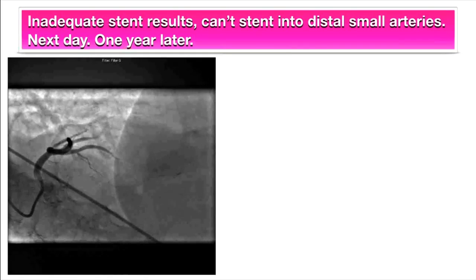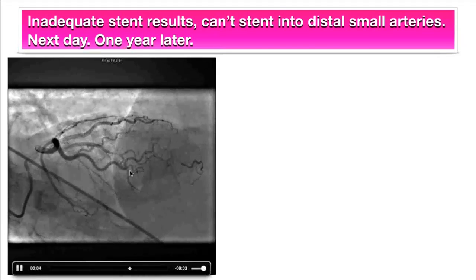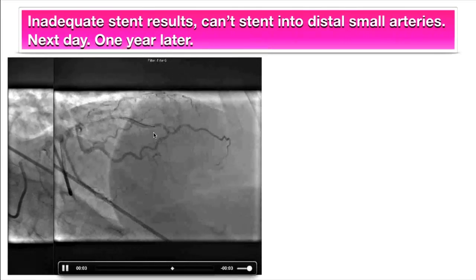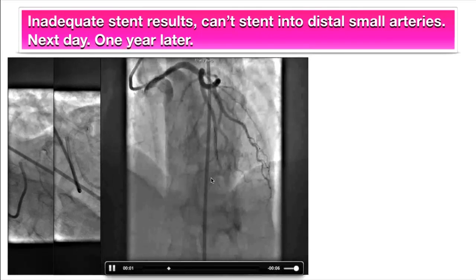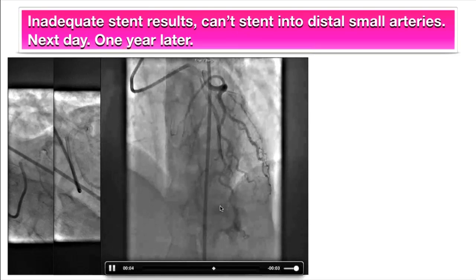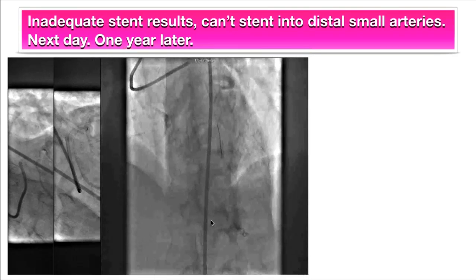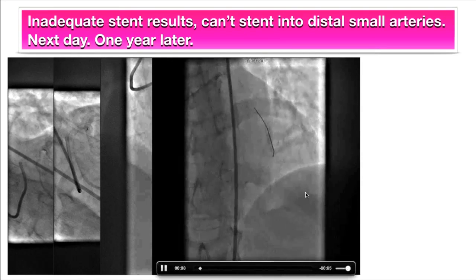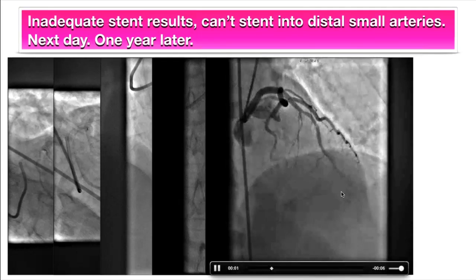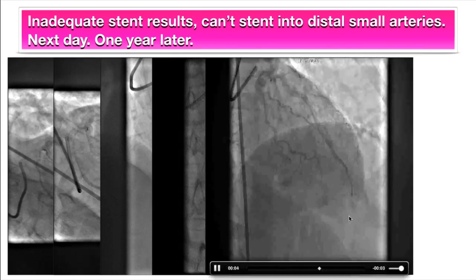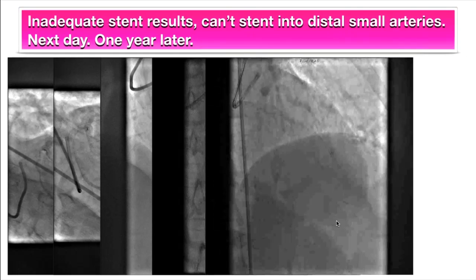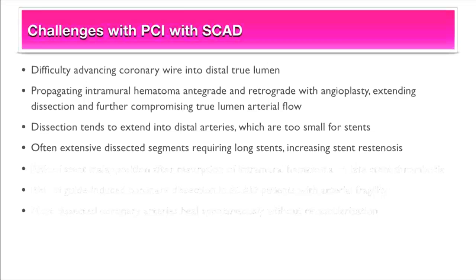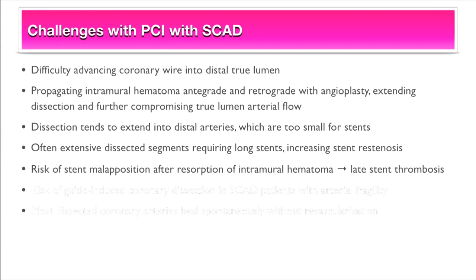And this is just a brief example here. You see a long dissection in the mid to distal LAD. This operator placed a stent in the mid-segment of the LAD, but there was residual tear beyond the stented segment, and they did not feel that they could stent further. What happened was, the following day, the patient presented with acute chest pain and acute stent thrombosis. Following further attempts at stenting farther down, they couldn't go distally to the apical segment of the LAD. They left it as that, and a year later, the stent was occluded anyway. So this is just one example of the challenges with dissection.